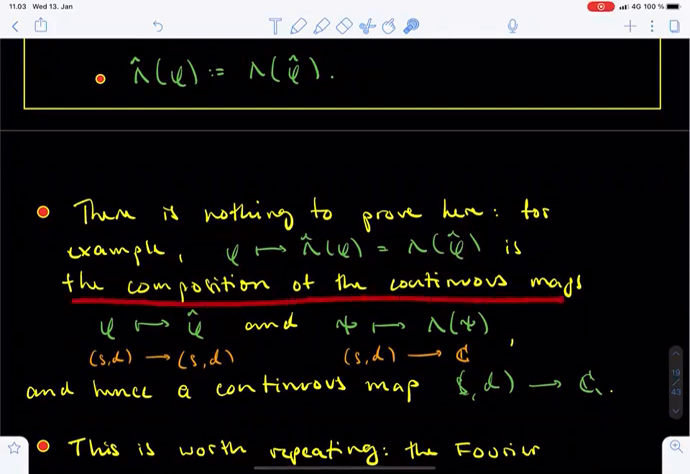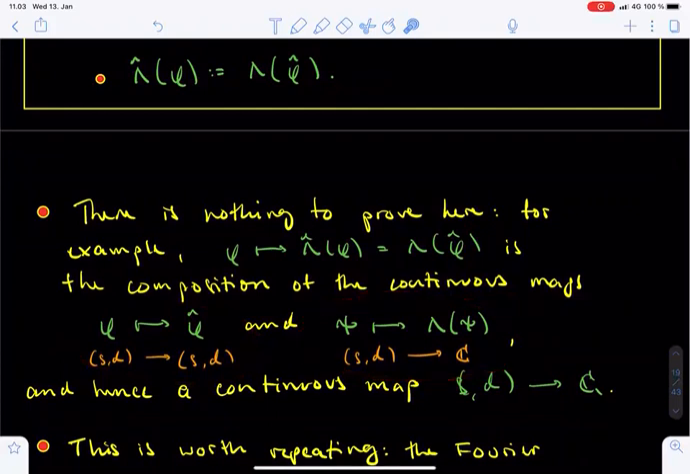This linear map can be expressed as the composition of two separate linear maps, namely phi maps to hat phi and the tempered distribution lambda. Both of these components are separately continuous. The Fourier transform map phi maps to hat phi is continuous by lemma 4.11, and psi maps to lambda of psi is continuous by the assumption that lambda is a tempered distribution. Hence, the composition lambda hat is also continuous, which means that lambda hat is a tempered distribution.